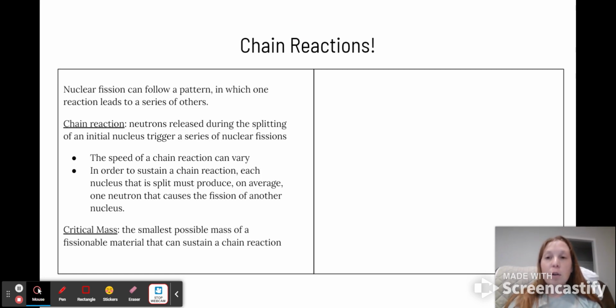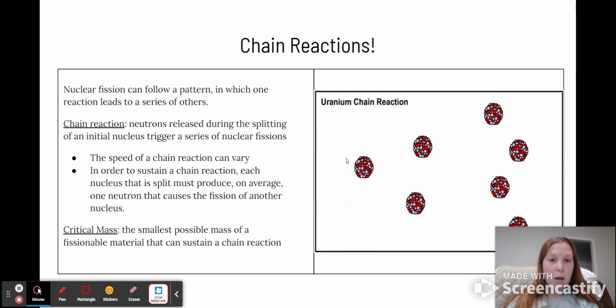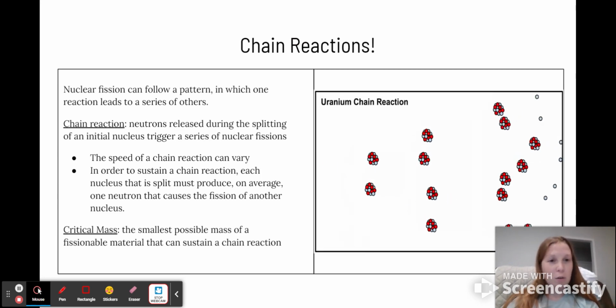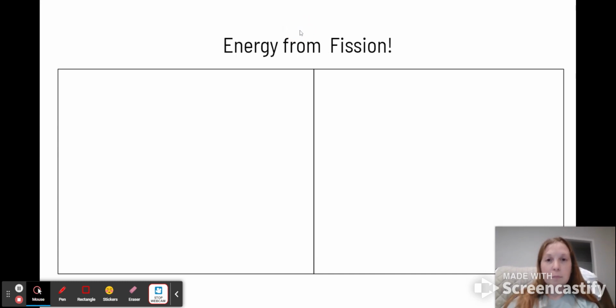And we look at critical mass when we look at a chain reaction, which is the smallest possible mass of a fissionable material that can sustain a chain reaction. So we can use big particles, but the smaller it gets, the slower or less likely this chain reaction is to occur. So here's an example. You've got one neutron that's going to hit this first particle that's going to break off neutrons, which are then going to break other ones, and so on and so forth, releasing energy at each step during this reaction.